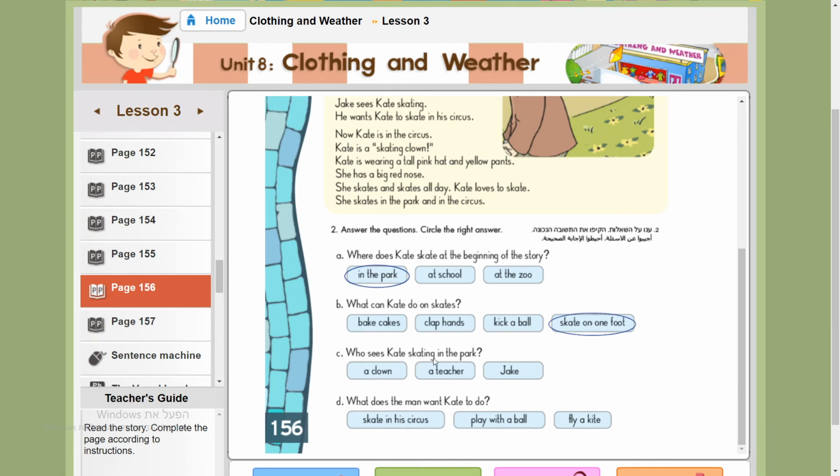Who sees Kate skating in the park? Do you remember what does it mean? Who? Man. Who sees Kate skating in the park? A clown? A teacher? Jake? Jake! Great. And who is Jake? Jake is Kate's friend. He is her friend. Great. What does the man want Kate to do? What does the man want Kate to do? Skate in his circus, play with a ball, fly a kite. Yes, the man or Jake wants Kate to skate in his circus.